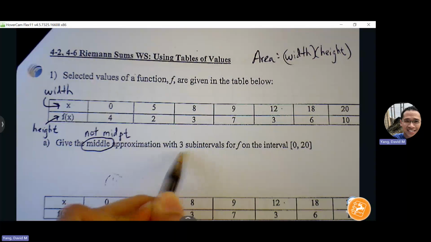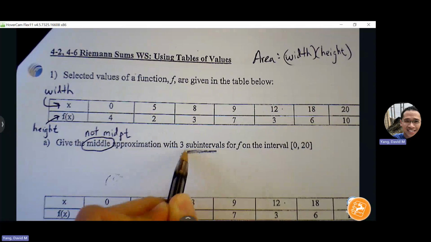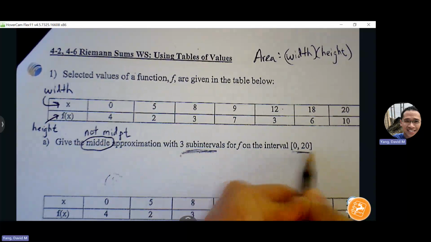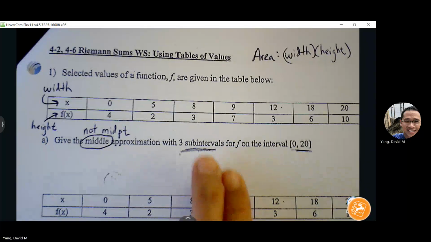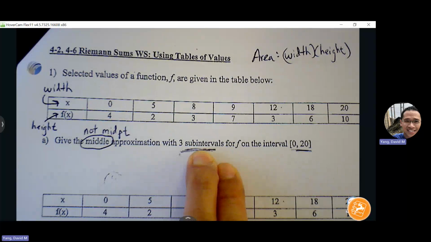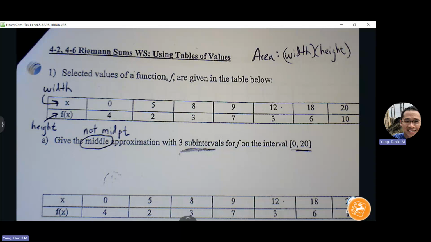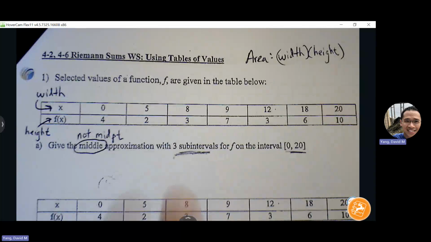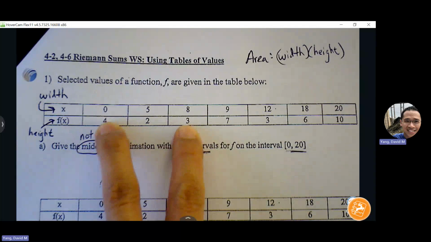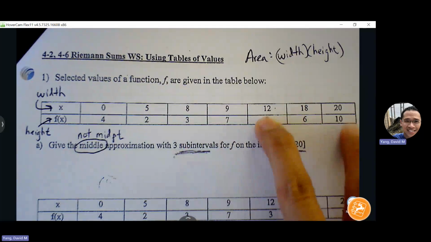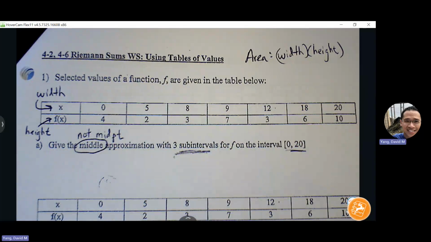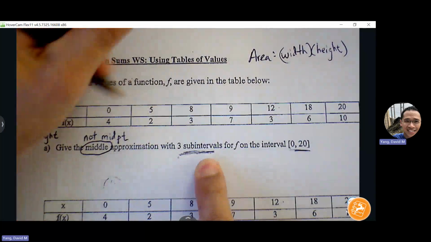We want to first break down into 3 subintervals. We're going from 0 to 20. Not every subinterval has to be the same width. They just have to have the same number of ordered pairs. So if you look, I have 3 here, 3 here, and 3 here. And I'm going to be doing overlaps. Every subinterval will overlap with the next subinterval.